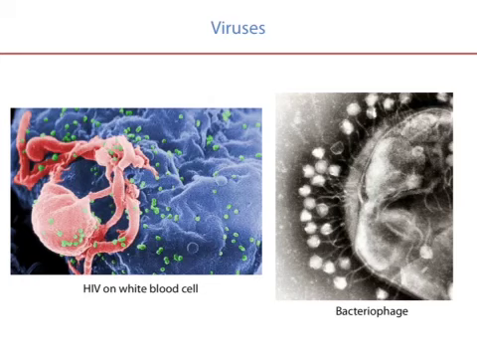Just for fun, I'm showing you a couple of pictures of some viruses. In the first one, I'm showing you HIV on a white blood cell. And on the next one, I'm showing you a bacteriophage. So this is a bacterial cell that is covered by these phage particles. So you can see that they're all over the place, and they're kind of neat looking.